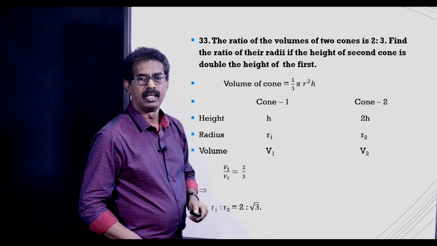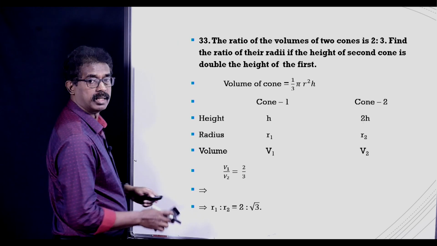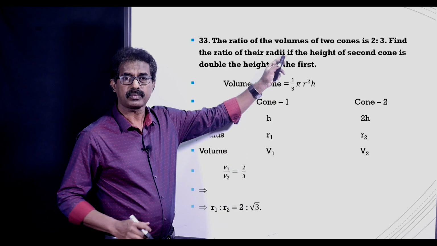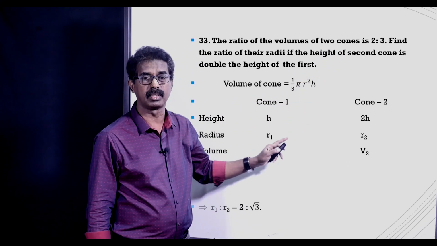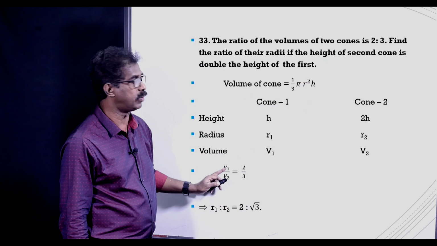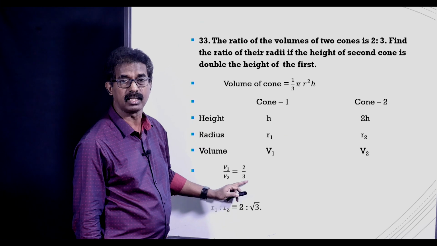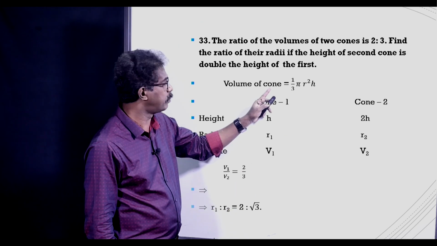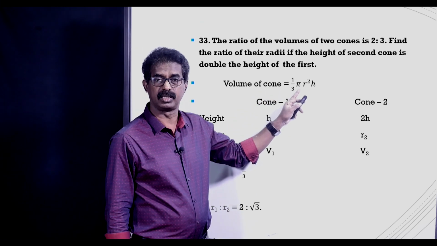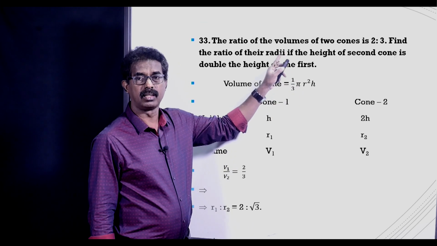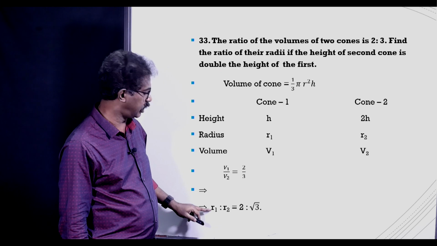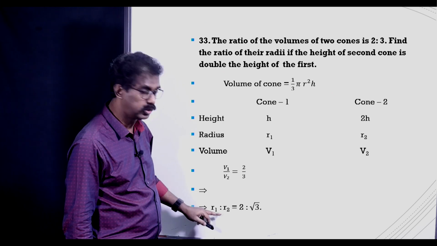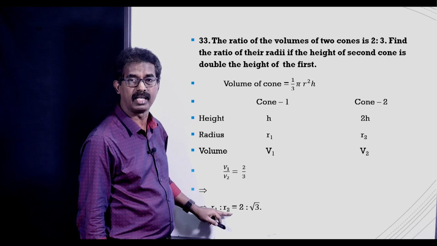Now look at the next question, number 33. Very simple one. The ratio of the volumes of two cones is 2:3. V1 by V2 is 2 by 3. Volume of a cone, what's the formula? 1 by 3 pi r squared h. And what is given? Find the ratio of their radii. So you have to find R1 is to R2. This is what we want to find.